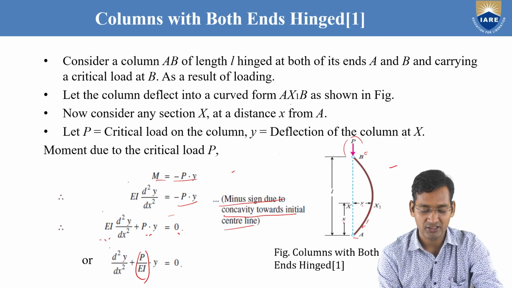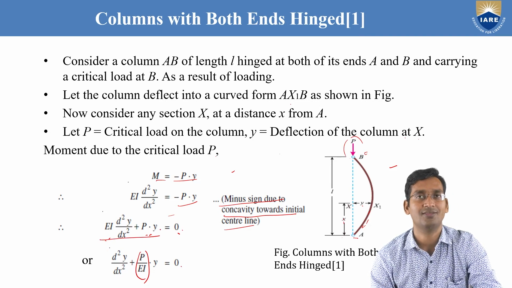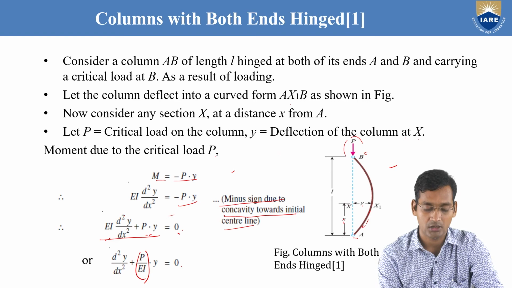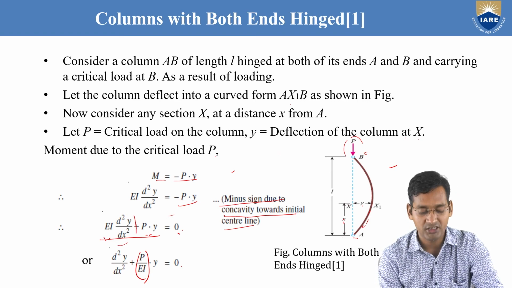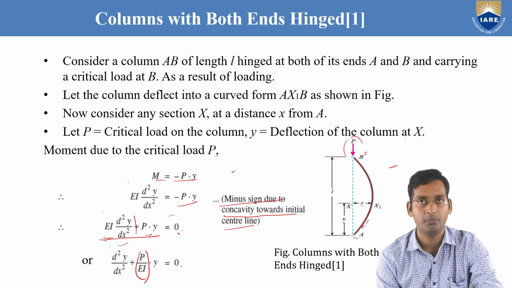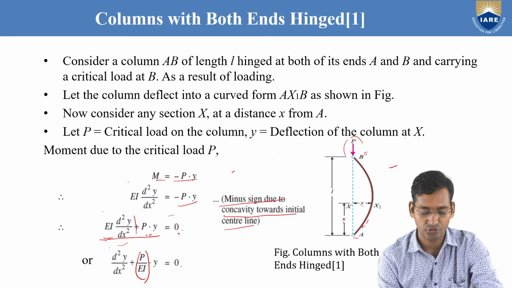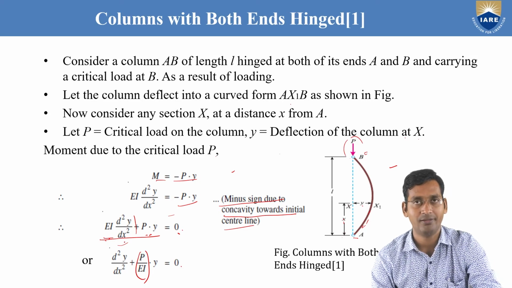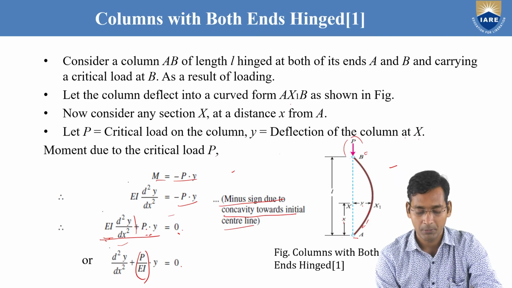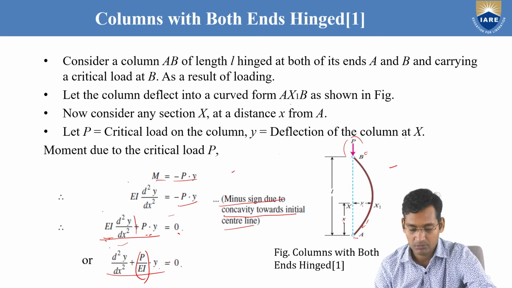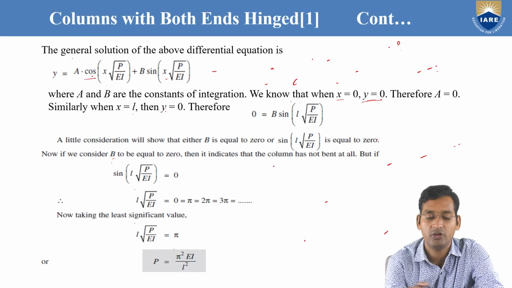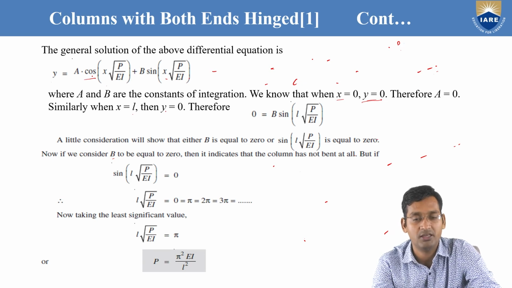Now, for simplifying this, right now we cannot simplify this differential equation. For simplifying, the coefficient of d2y/dx² should be unity. That means after dividing by EI, we can make it unity. So just divide both terms by EI. This will be d2y/dx², EI will get cancelled, and here P by EI into y. Now the solution of this differential equation will be y equals A cos x root P by EI plus B sin x root P by EI.